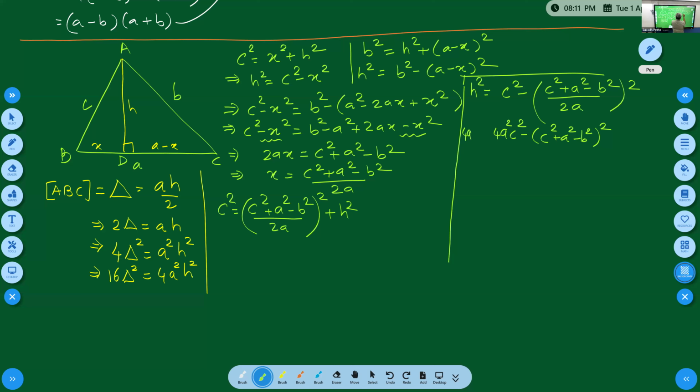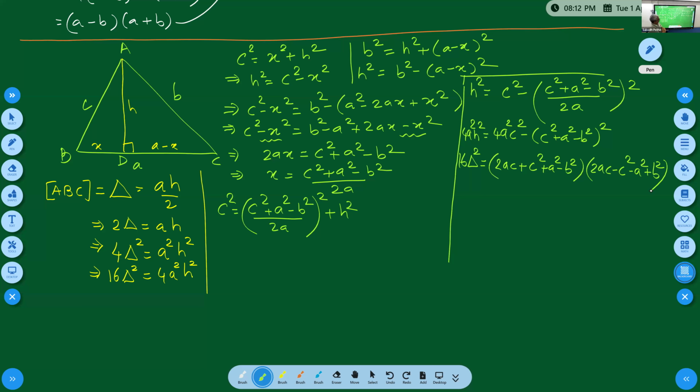So 4a square h square is equal to that quantity, which I can replace by 16 delta square. So 16 delta square is equal to this. Now this is a perfect square, this is also perfect square. So using our identity, we can say 2ac plus c square plus a square minus b square into 2ac minus c square minus a square plus b square.